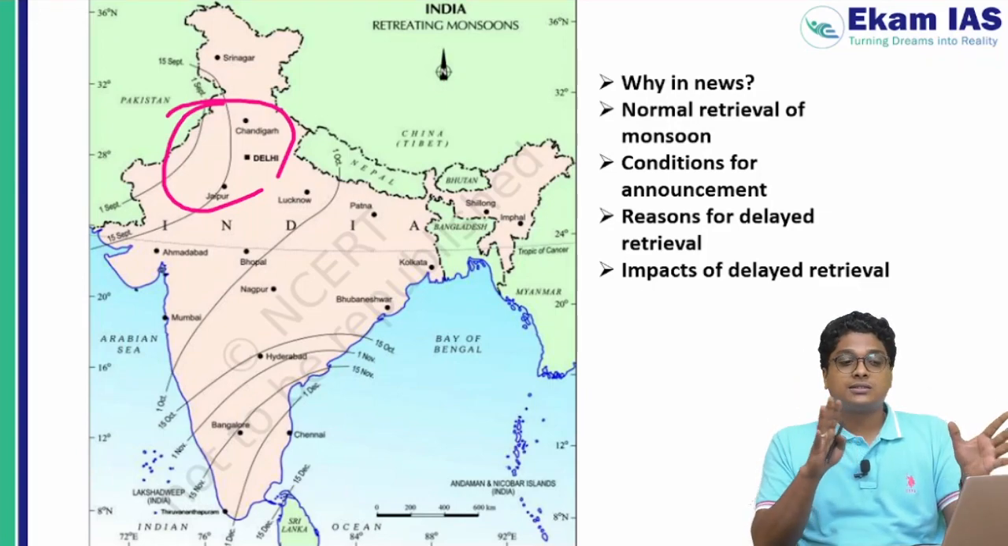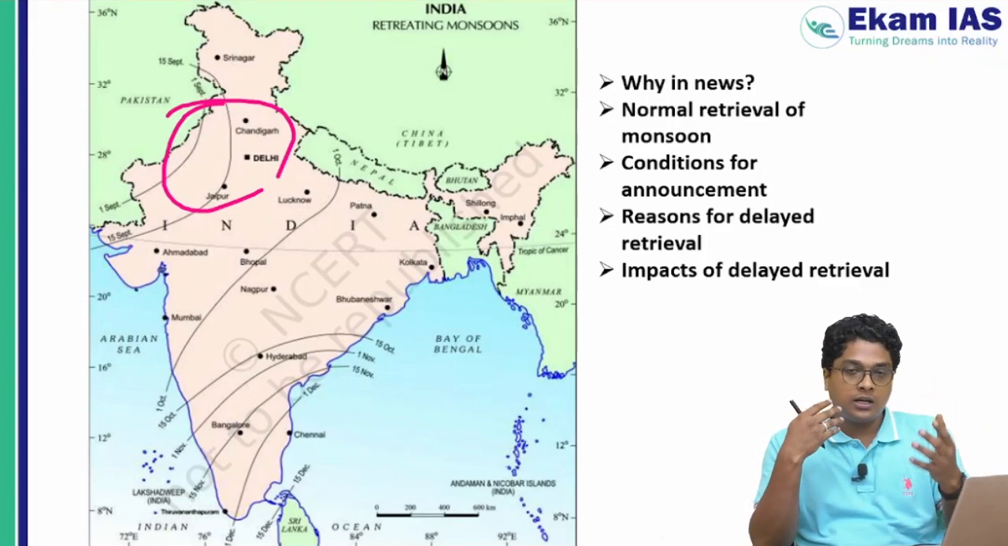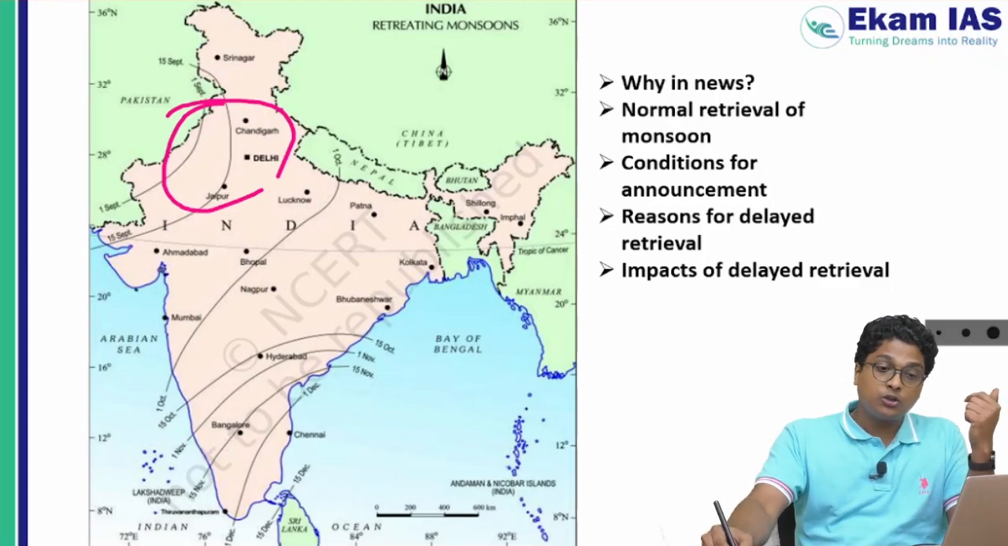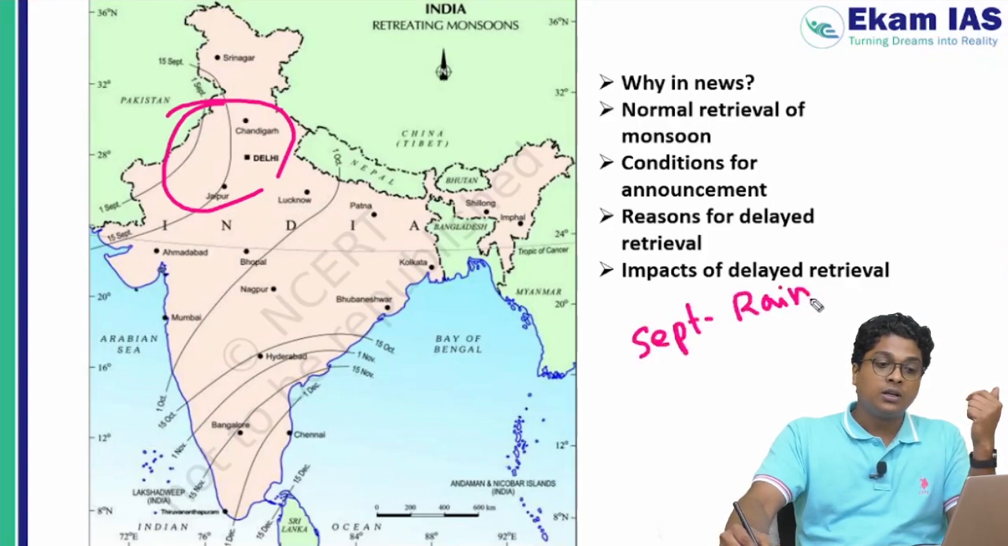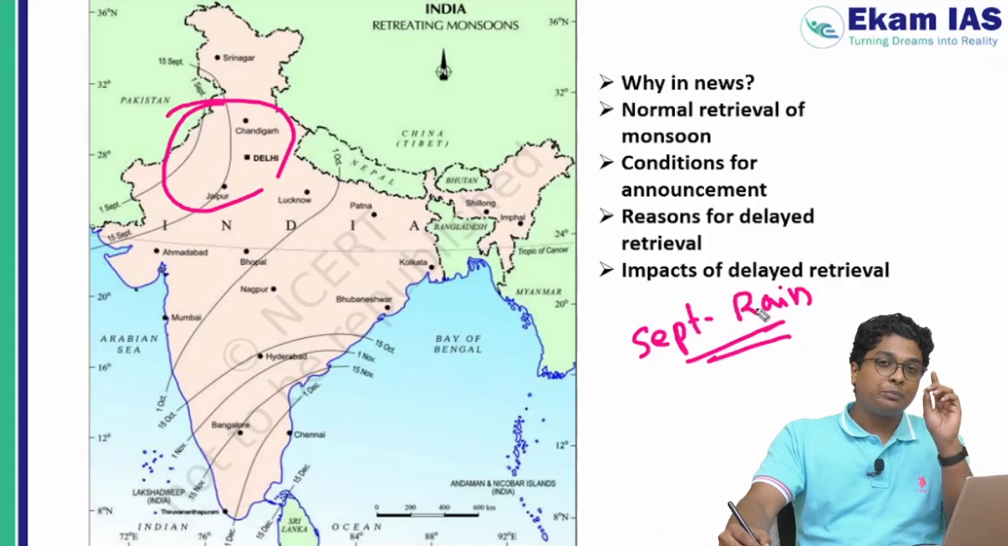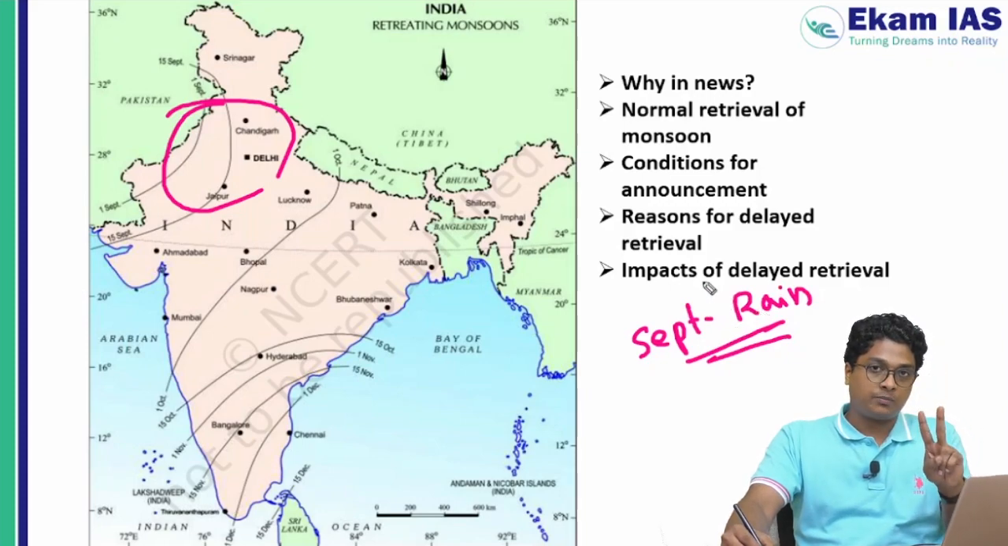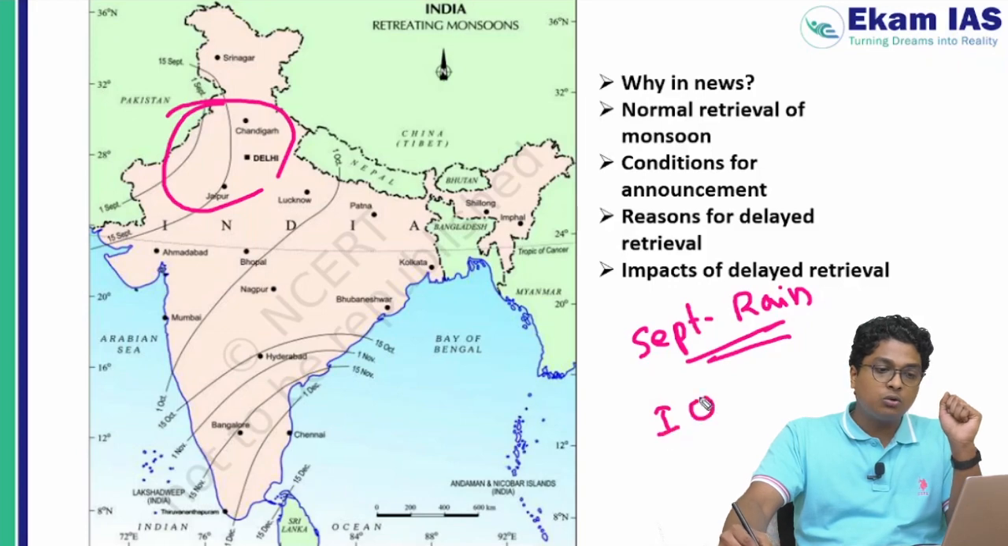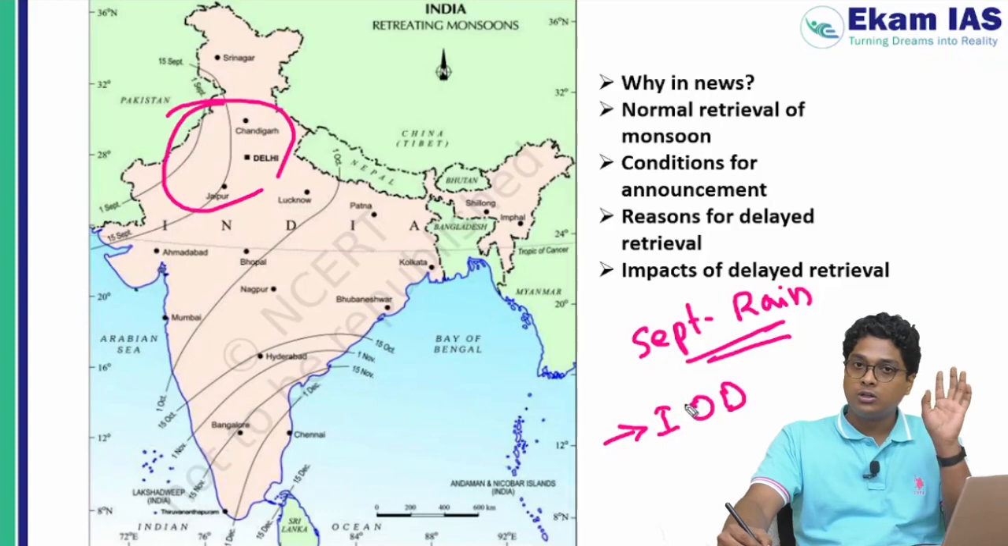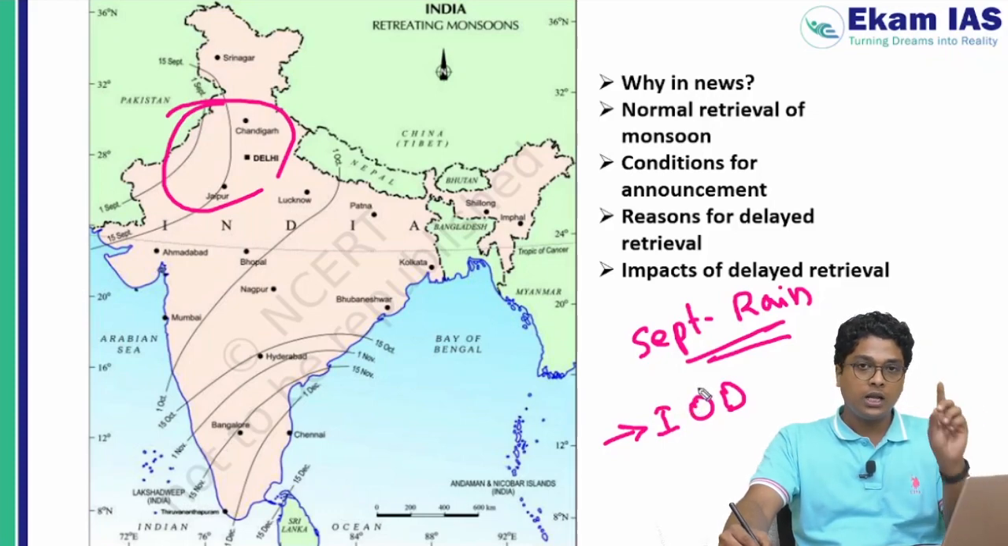We have seen various impacts of this delayed retrieval of the monsoon, and especially I should be mentioning 2 more topics that are related with this September rainfall which we received. So this September rainfall was mainly attributed to 2 things, right? One, Indian Ocean dipole. UPSC had already asked a question regarding Indian Ocean dipole. So as a serious aspirant, I hope you already know it. If not, please browse in YouTube, Indian Ocean dipole, Ekam IAS. You will be getting a previous video which I have done earlier.